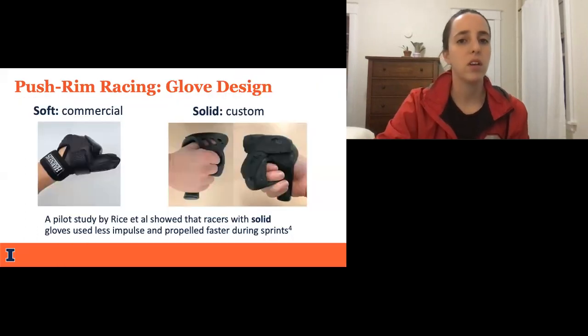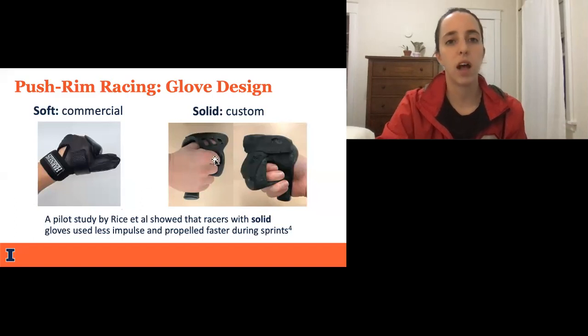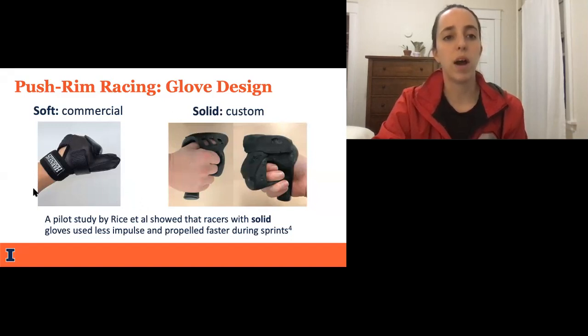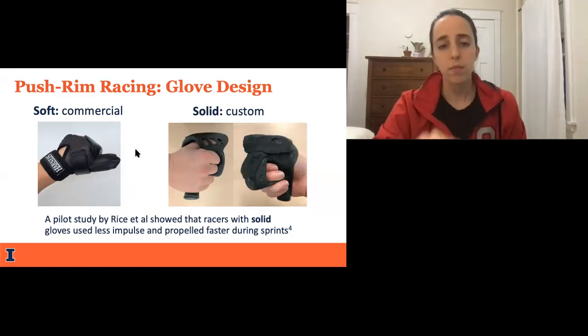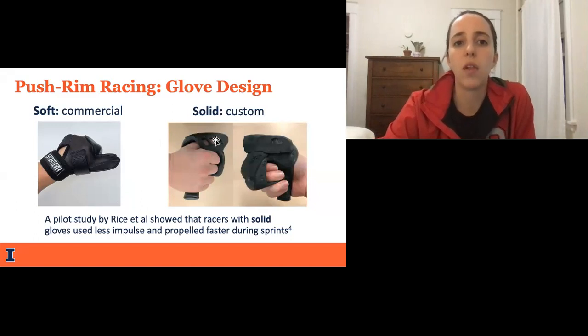And so athletes can use either soft gloves or solid gloves. Soft gloves are kind of the old school way of doing things. You can just buy them at the store. They have a few different sizes, but things have kind of evolved as the sport evolved. And so a lot of athletes will use these solid gloves, which are generally 3D printed with a more lightweight material. They can also be customized to the athlete's specific hand size.